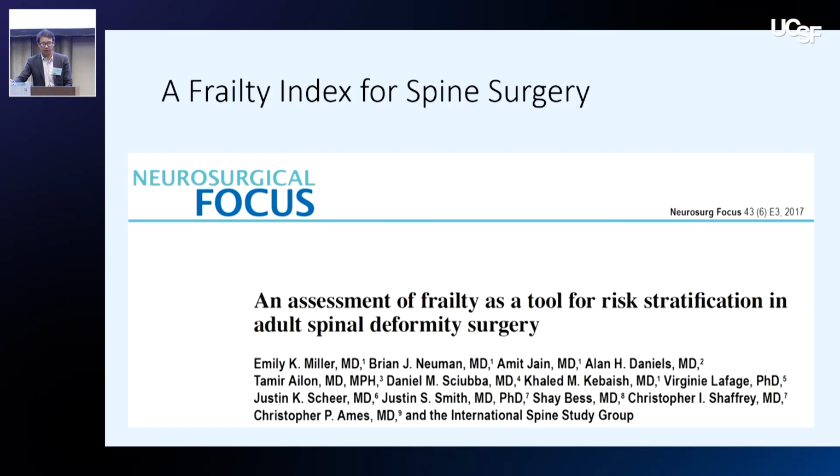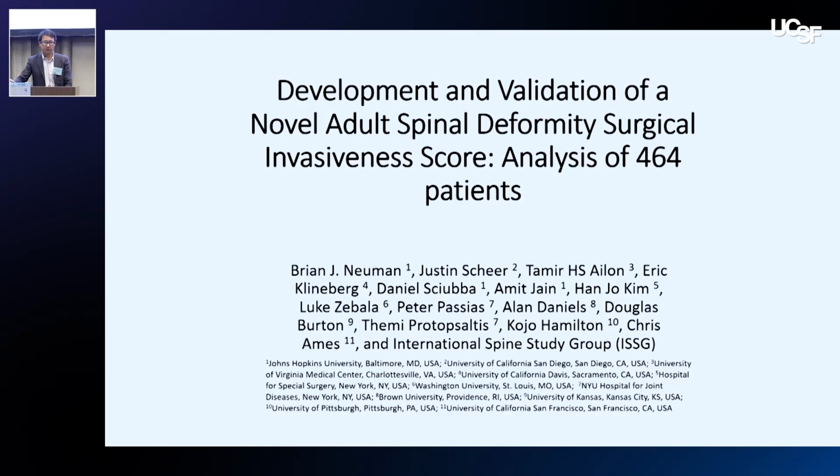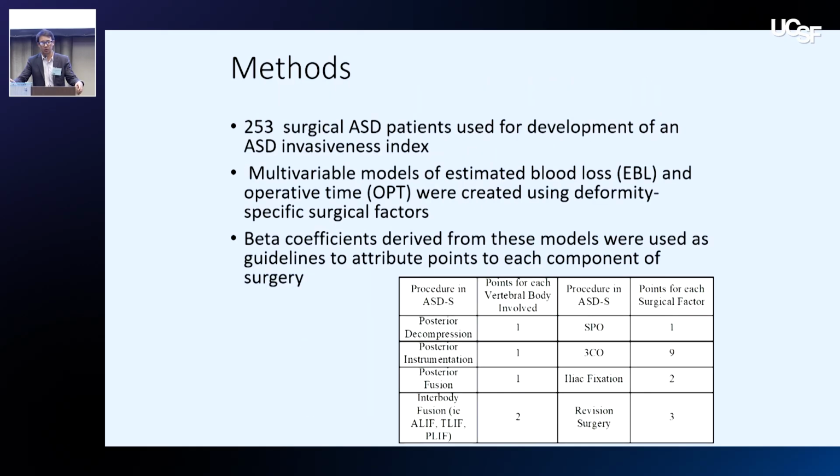And as Corey mentioned, this was published in Neurosurgery Focus, and frailty, particularly when codifying it into different severities of frailty, does predict complications. And the importance, and this will ultimately get into how we're tailoring these strategies to the frail patients, but a frailty index does really need to be paired with an invasiveness score if you're looking to predict outcomes based upon frailty. And so the ISSG also worked on an invasiveness score based on their data set.